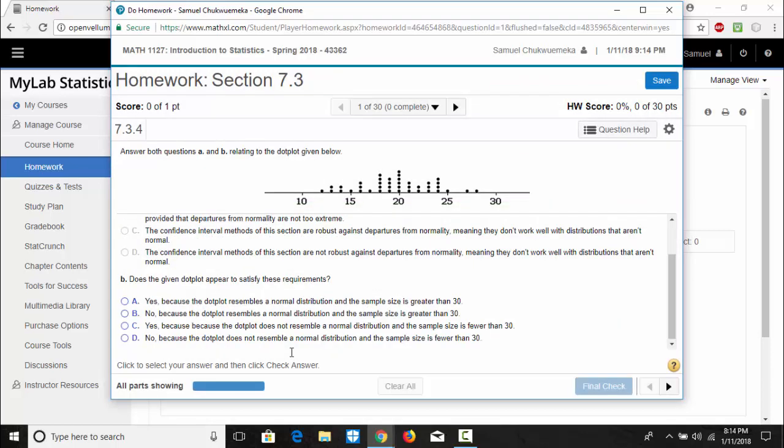Does the given dot plot appear to satisfy these requirements? Yes, because the dot plot resembles a normal distribution. You look at it, it looks normal. Looks like a bell-shaped curve. And the sample size is greater than 30.